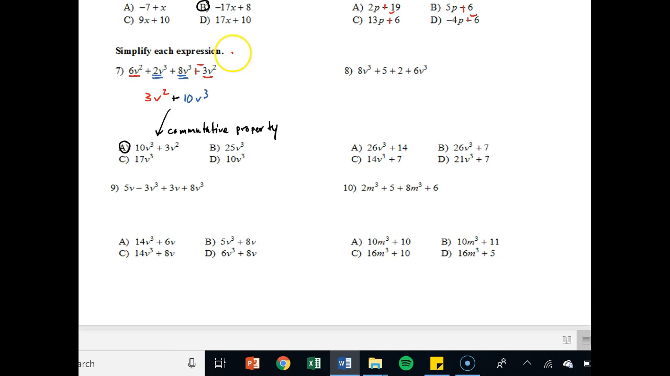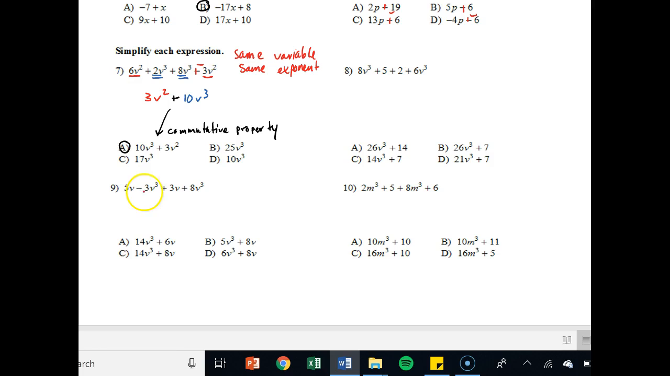Remember, like terms are the same variable and same exponent. So you cannot combine something that has the same variable but a different exponent. So like 6v squared cannot be combined with 2v to the third because they got different exponents. So you want to look for the same variable and same exponent. So this is how you show work.